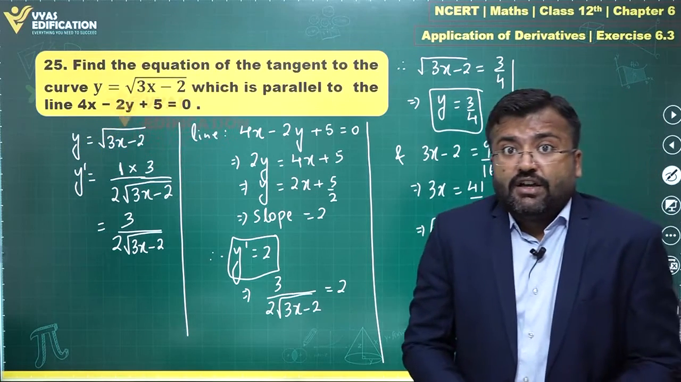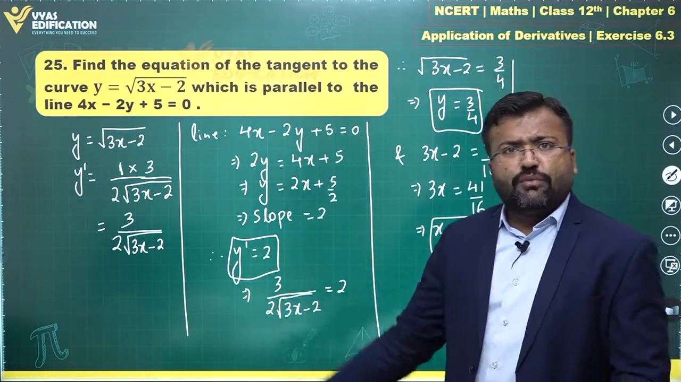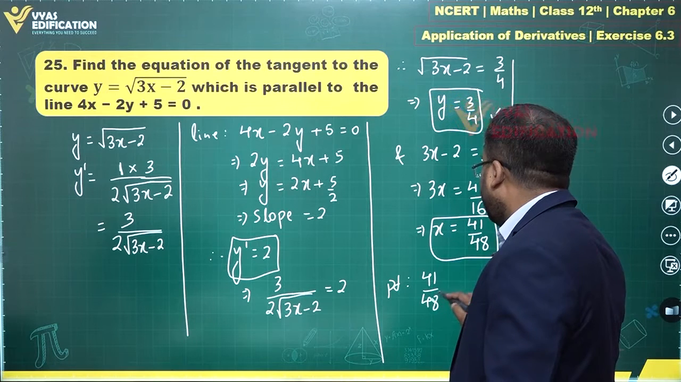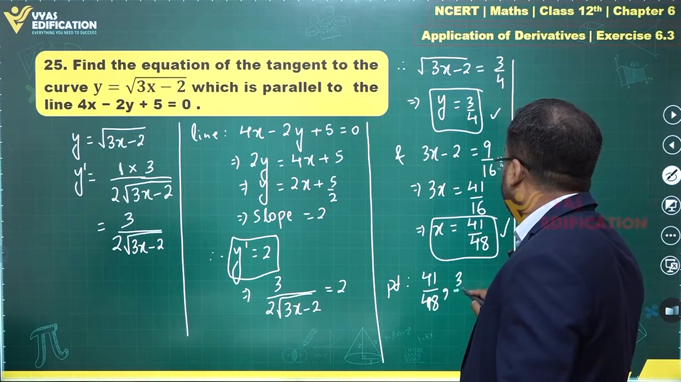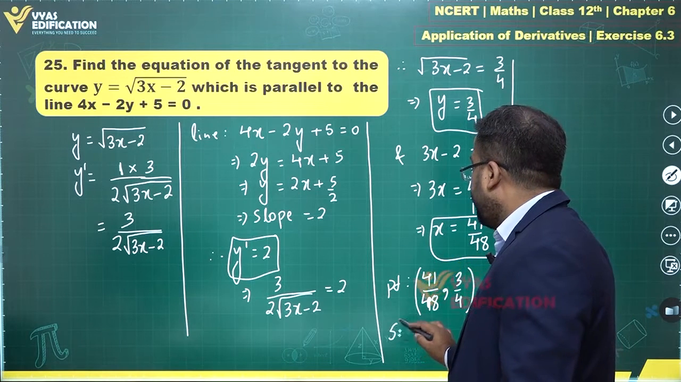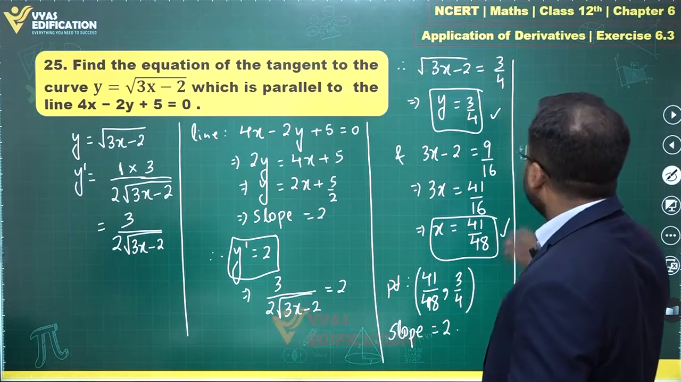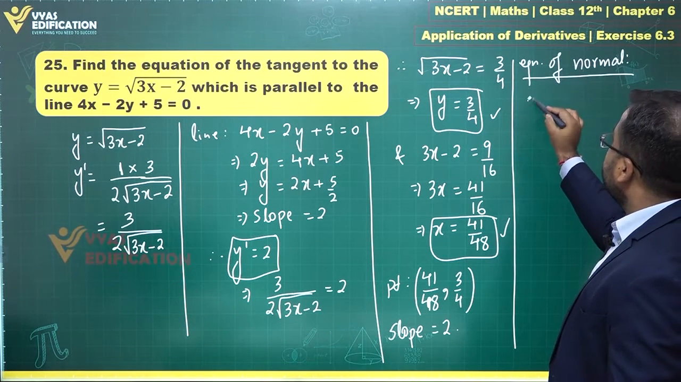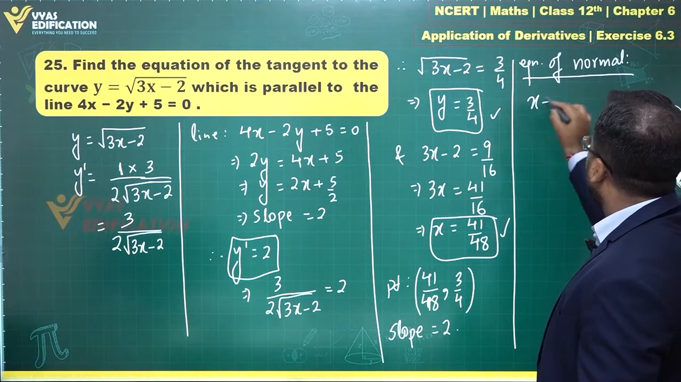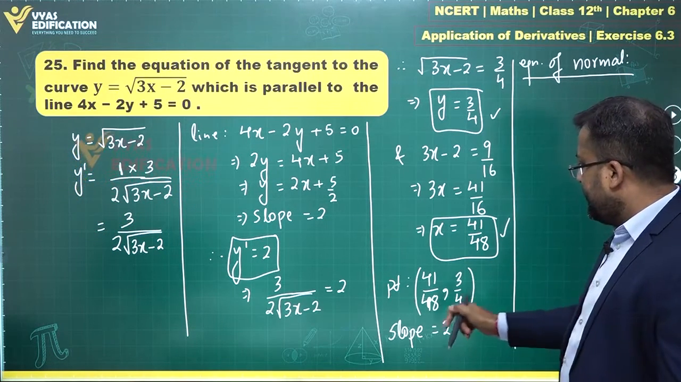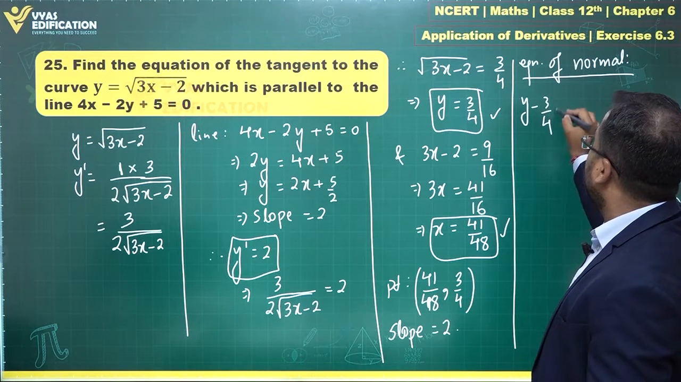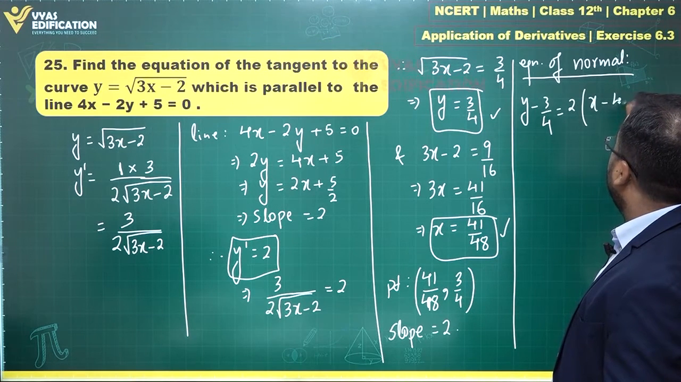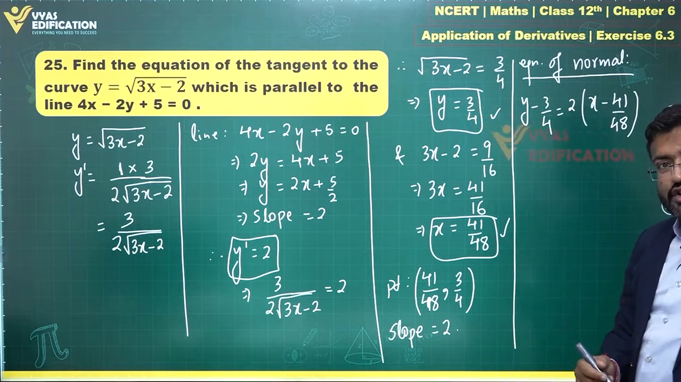We have the point. And once we have the point, we already know the slope. We can find the equation. Point is 41 upon 48, comma, 3 by 4. This is the point. Okay, slope is already known. Slope is equal to 2. Therefore, equation of normal, what will that be? This can be obtained easily by y minus y1 is equal to m times x minus x1, so y minus 3 by 4 is equal to 2 times x minus 41 upon 48. This is the equation of normal.